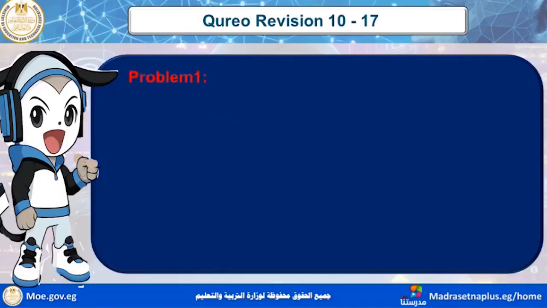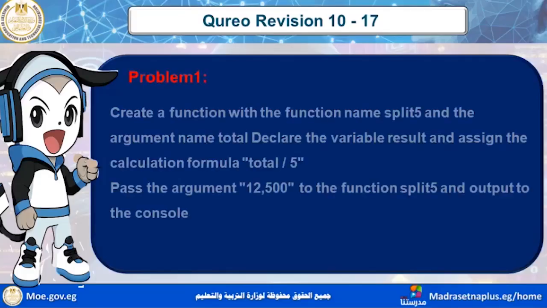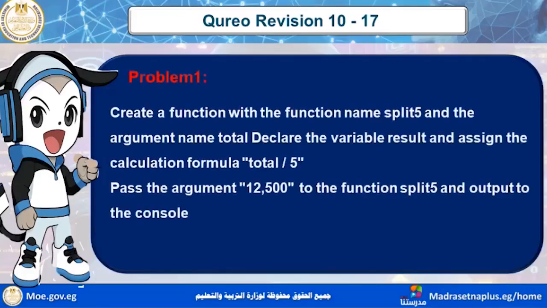Let's see this problem. Create a function split5 with the argument total, declare the variable result and assign the calculation of the formula total divide 5, pass the argument to the function split5 and output it to the console.